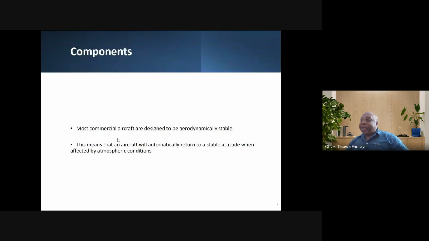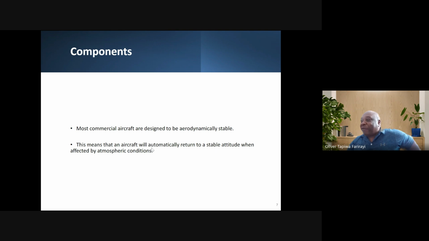So these components here are designed to be aerodynamically stable, because that's what we want. We want a stable aircraft. If it flies one day upside down, then the other day sideways, it's not going to be comfortable for the passengers.